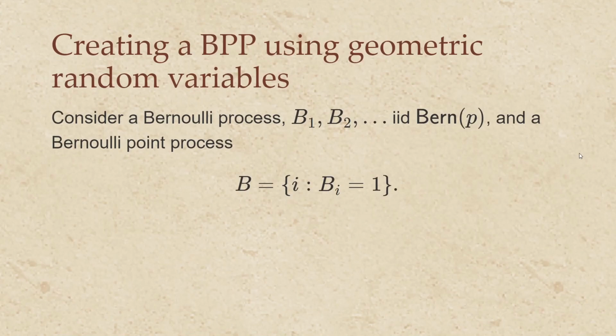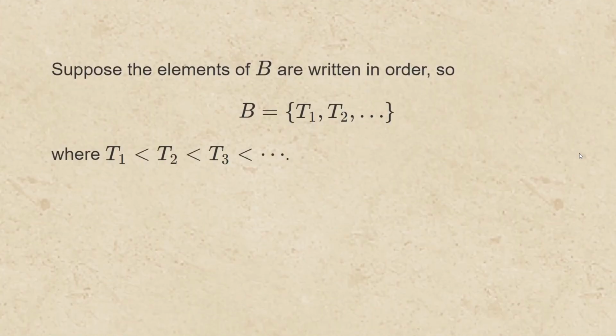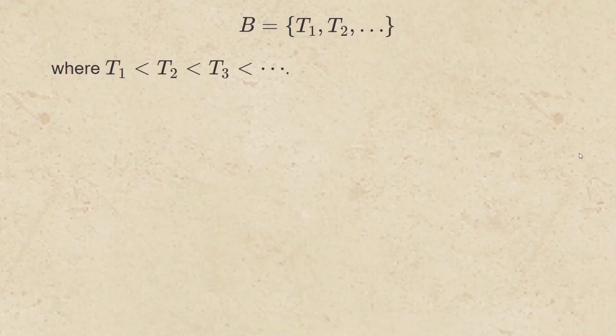Consider a Bernoulli process. Remember there, B1, B2, etc. are IID Bernoulli random variables with parameter P, and they have an associated Bernoulli point process, which just counts all the values of I such that B sub I equals 1. Well, suppose that we wrote those elements of the Bernoulli point process in order: T1, T2, etc., where T1 is less than T2, less than T3, represent all the indices where the Bernoulli had value 1.